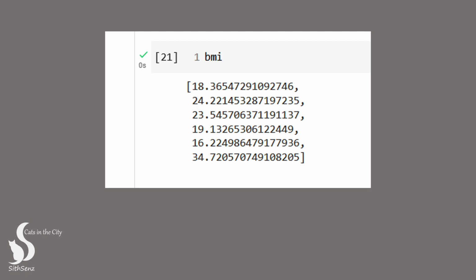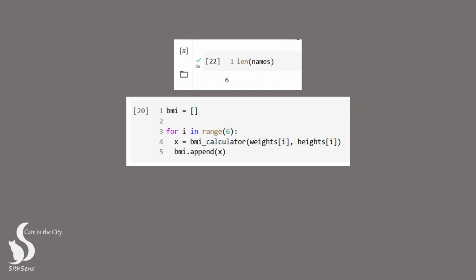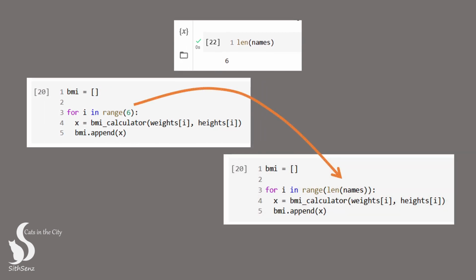There are 6 friends in our lists, hence we wrote range of 6. If our lists were to expand and include 10 friends, we'll have to manually change our code to range of 10. We can automate that using the len function. Len is another built-in function in Python. It returns the length of something, and if we use it with our list, it will return the length of our list, and that length is equal to the number of items in our list. We can modify the first line of our code to this: for i in range(len(names)).